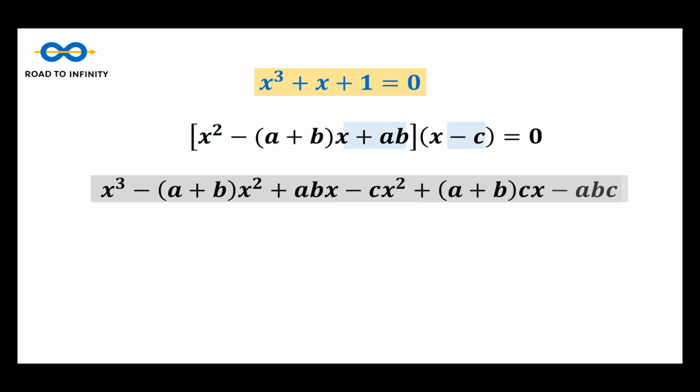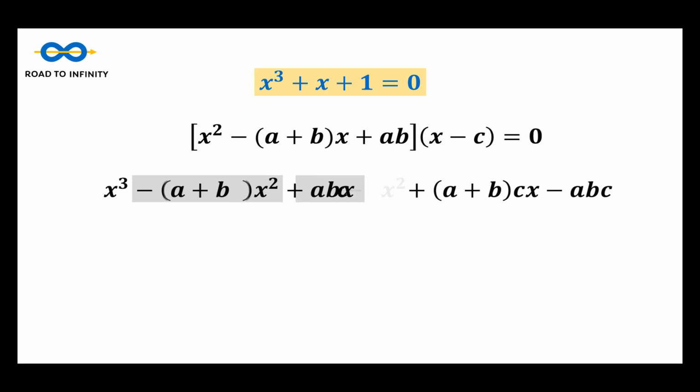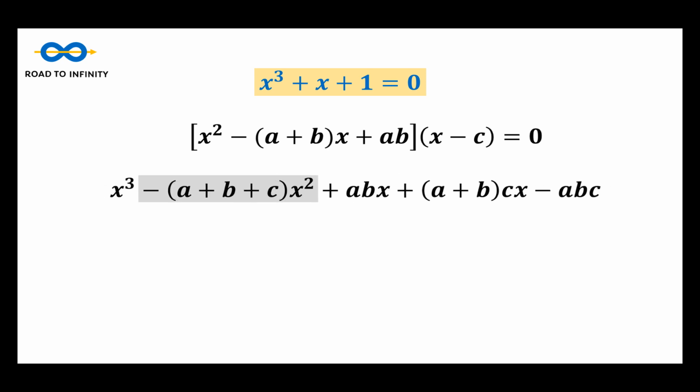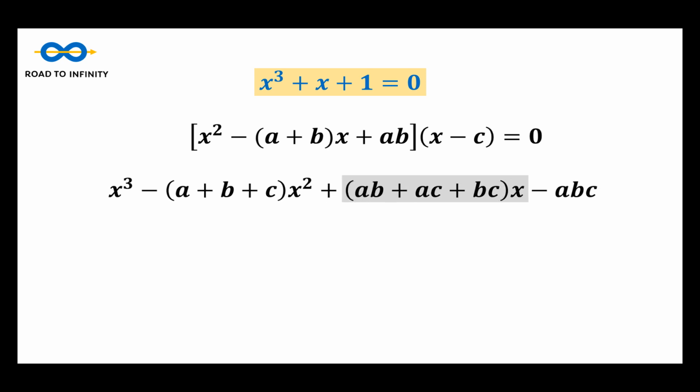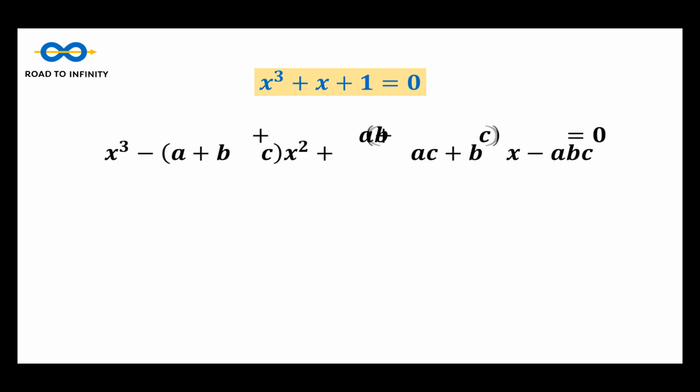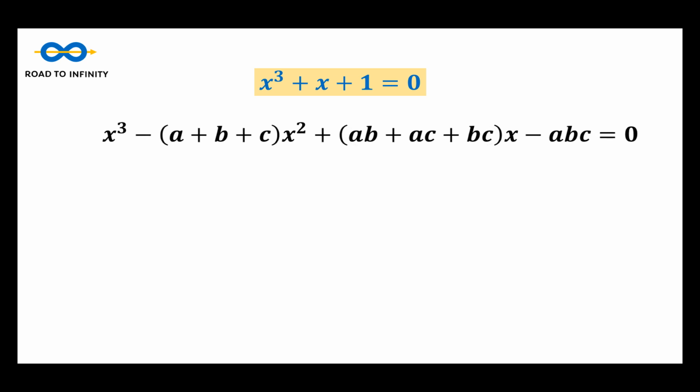We will simplify by adding terms of the same degree. First x squared, we have minus the sum of a, b and c times x squared. The second is x, we get the sum of ab, bc, and ca multiplied by x. After performing the polynomial expansion, the above equation becomes x to the third power minus the sum of a, b and c times x squared plus the sum of ab, bc, and ca times x minus abc is 0.